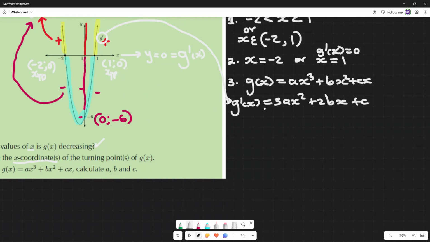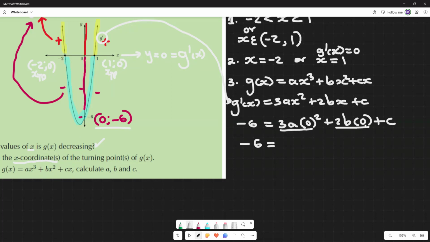Awesome. So I'm going to substitute the y-intercept first. It's always easier to substitute the y-intercept. So the y value is -6, which equals 3a(0) squared plus 2b(0) plus c. You can see that everything becomes 0 there, so you are left with c. Then you can see that c is -6.